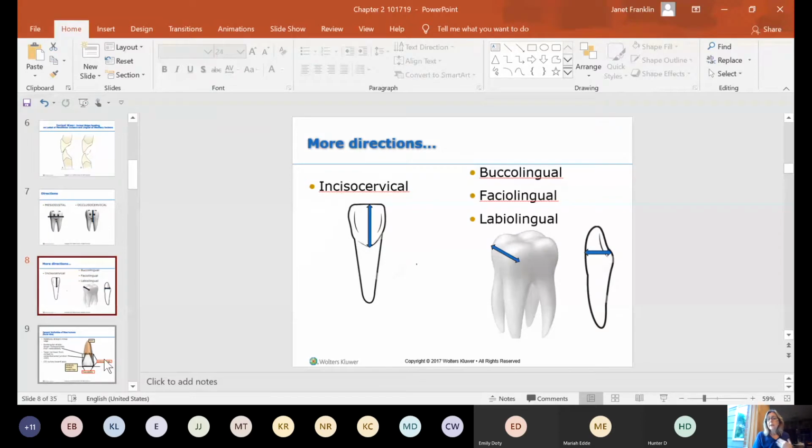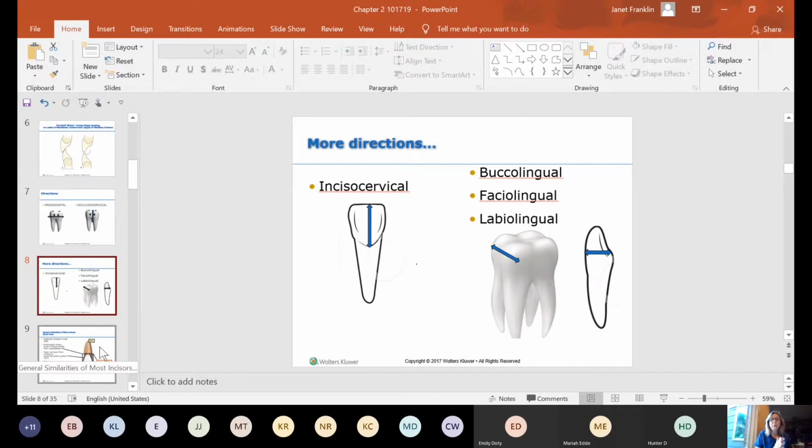And then the other term. So like you've got buccolingual, if you're measuring something and you drag your probe from the buccal to the lingual, you're actually measuring how deep the tooth is, from the cheek side to the tongue side. And then you've got faciolingual. Faciolingual would be the same as buccolingual or labiolingual. Those are the same, only labiolingual and faciolingual are on the anterior teeth. Buccolingual is a posterior tooth.